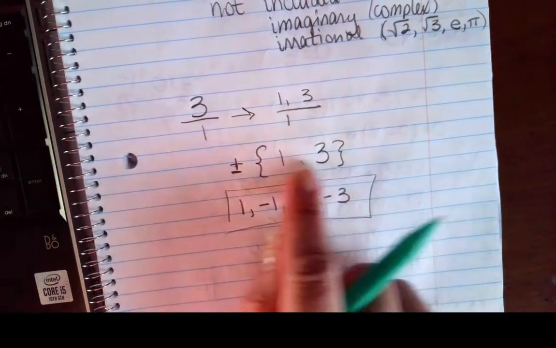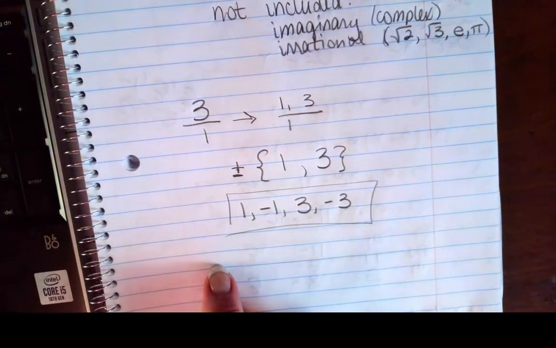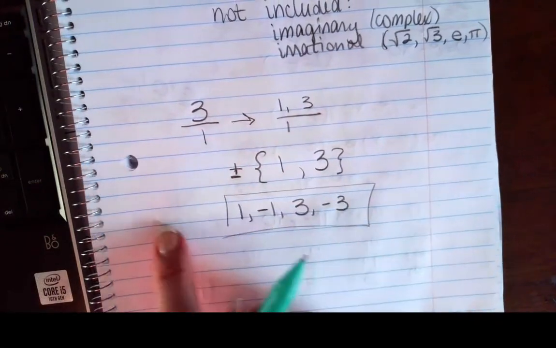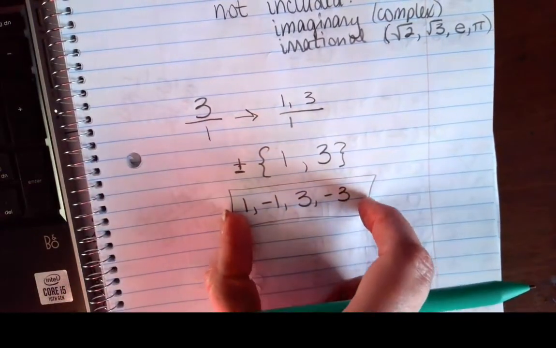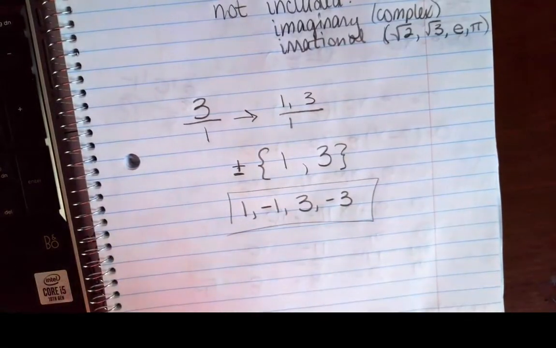So this is a good starting point to find our potential solutions. This doesn't guarantee that these are the solutions. It just says pull from this pile when you're trying to find it. So let's try it again.